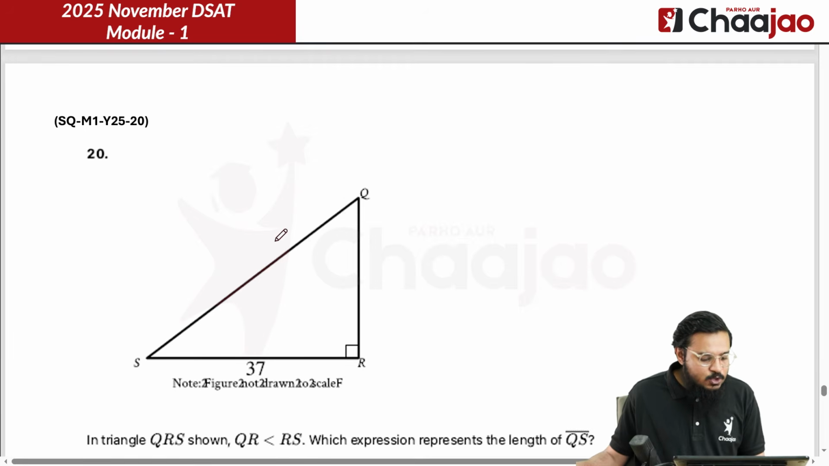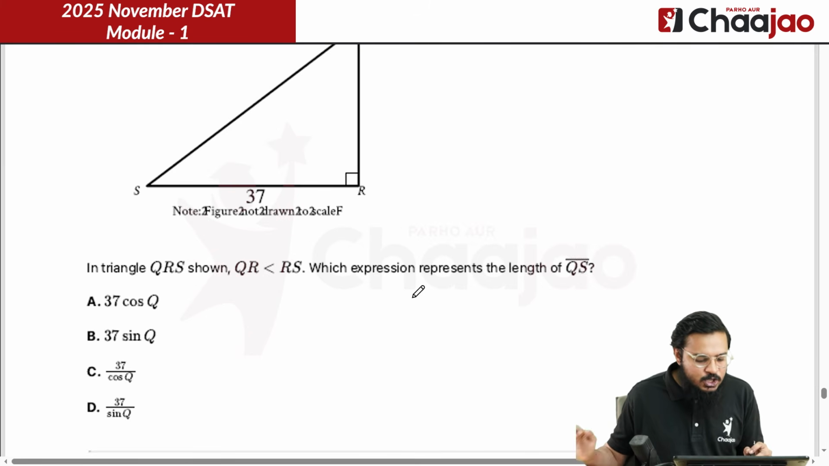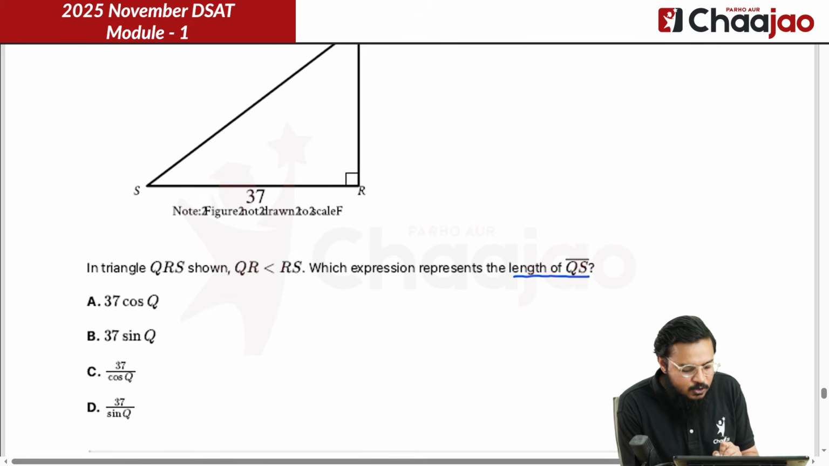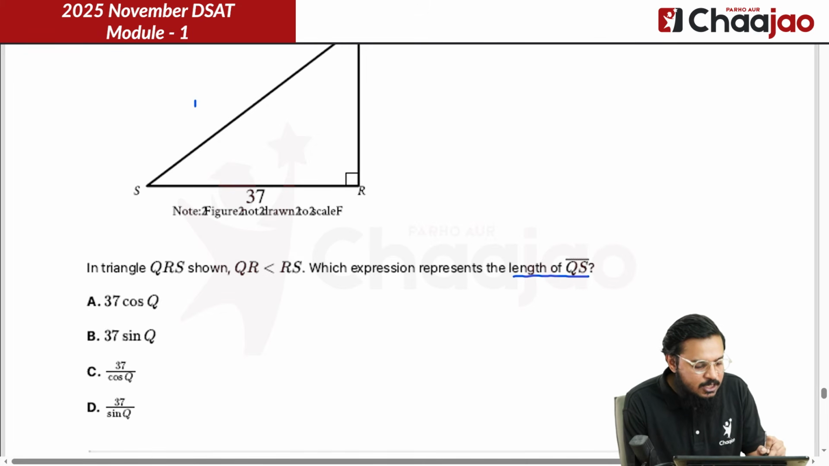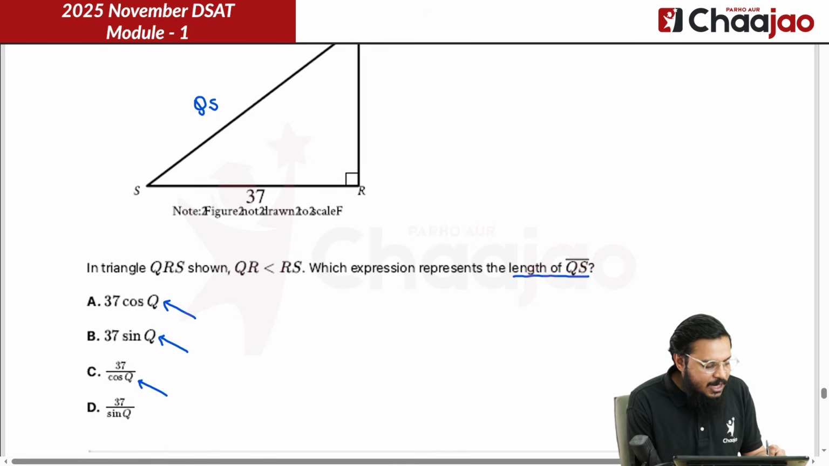Okay, so what is question number 20? It's on right triangles and trigonometry. Which expression represents the length of QS? So this is something that I have to figure out. QS, this is my QS. And if you see all your answer options, you really have to play with this angle Q. Every single answer option over here has angle Q.